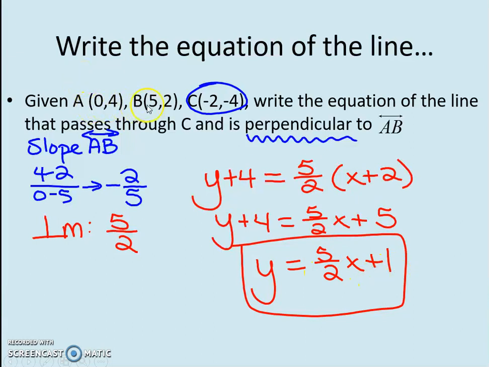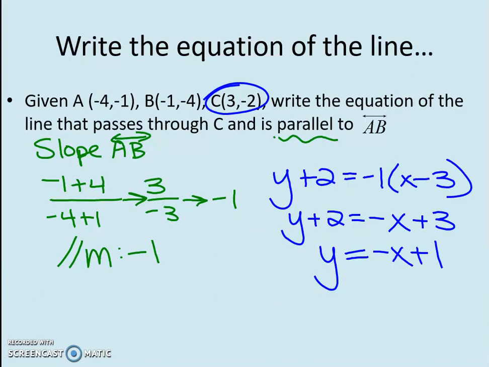So first, we found the slope using A and B, y2 minus y1 over x2 minus x1. And then we flipped it and changed the sign to get the new slope. Once we have the new slope, we use C and point slope form to convert to the equation. Let's take a look at the next one.